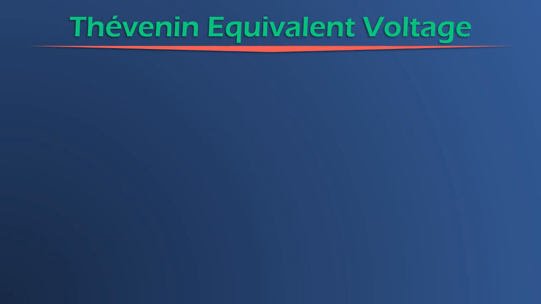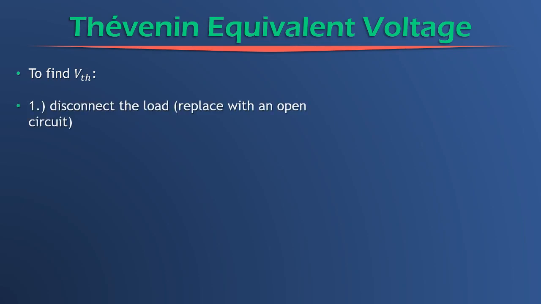What about the Thevenin equivalent voltage? To find VTH, first we disconnect the load resistor and replace it with an open circuit. We'll remember that step from the previous slide. We have to make sure that we replace the load with an open circuit which has R equals infinity, which will result in the maximum voltage, which is VTH.